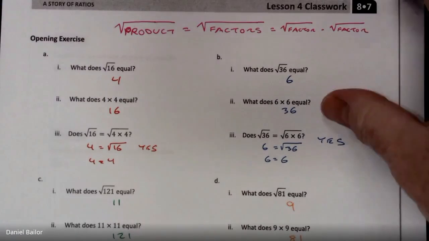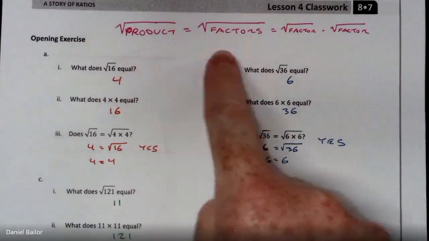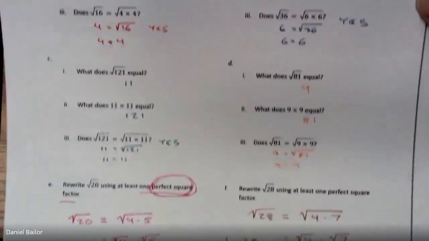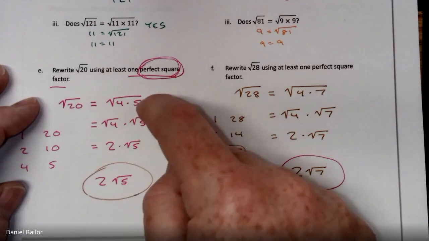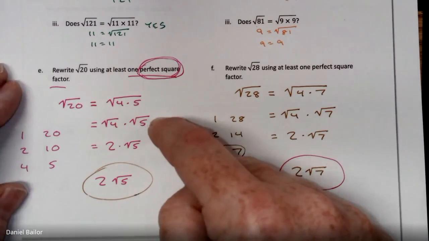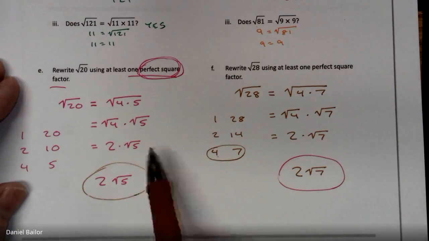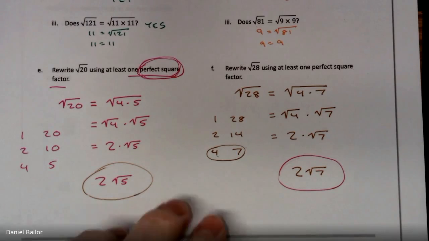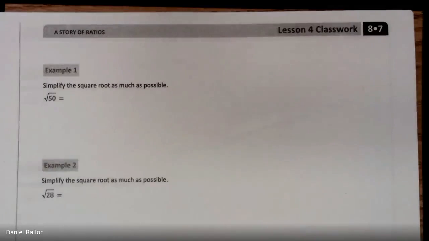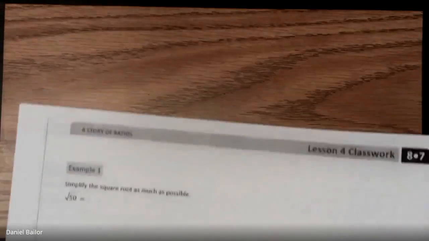That's what I did right here. If you notice this at the top, which you should pause the video and write down, it is the same: product, factors, factors separated. Product, factors, factors separated all mean the same thing, and they all help you simplify. Let's keep going to page 36 and see what else they have. Oh, examples. Simplifying as much as possible.